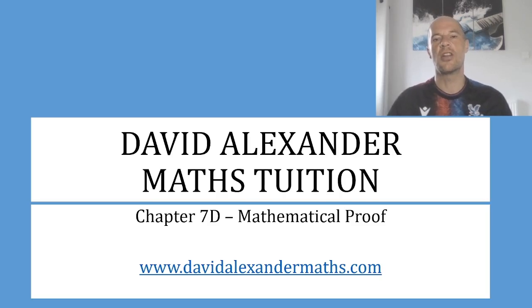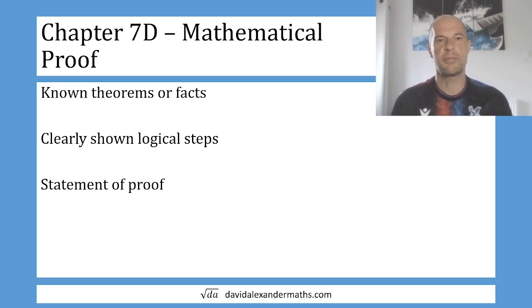This is Chapter 7D on mathematical proof. This is a bit of a slippery topic, but what we need to do is prove something using known theorems or facts. We're not just inventing random things, and we're showing clearly shown logical steps in order to come to a statement of proof. These logical steps obviously have to be mathematically accurate. No use reinventing the laws of maths to prove something, because then clearly your proof will be completely erroneous. So we're showing clearly shown logical steps, and often this is just doing some algebra, for example, so that we can arrive at a statement of proof.